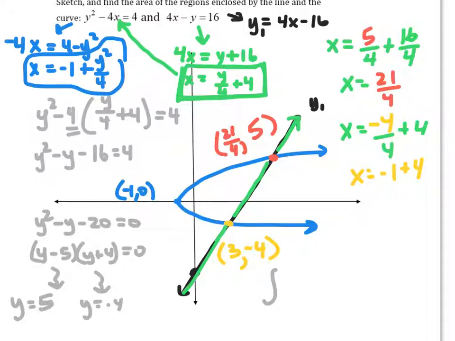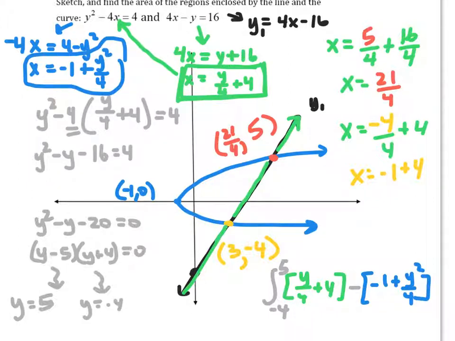Alright, so I'm going to take the integral. Now for my y values, I'm going to go from negative 4 to 5 of my function that has greater x's, right? It's on top with respect to x. So that'd be my green function, which is y over 4 plus 4. And then I'm going to subtract my blue function, well, my blue relation, I guess. It's not a function, which is negative 1 plus y squared over 4. And that would be integrated with respect to y.